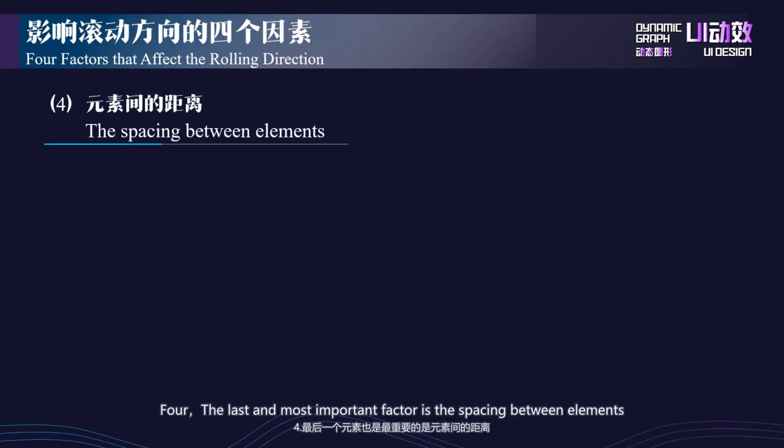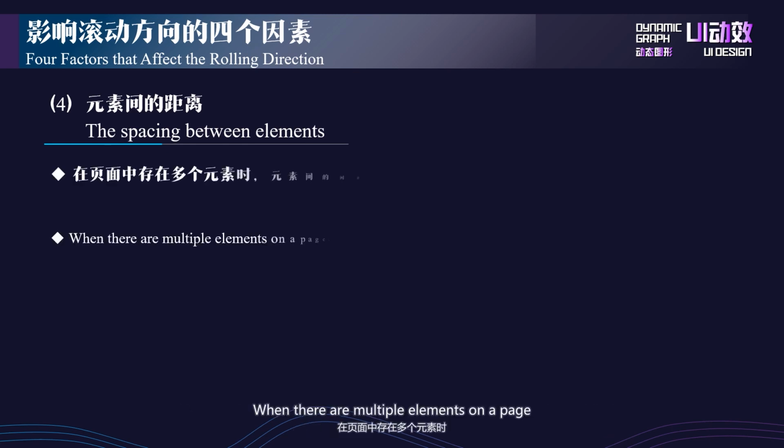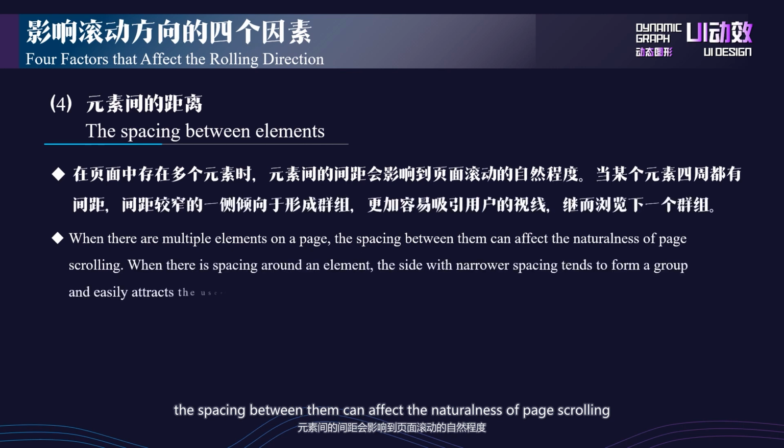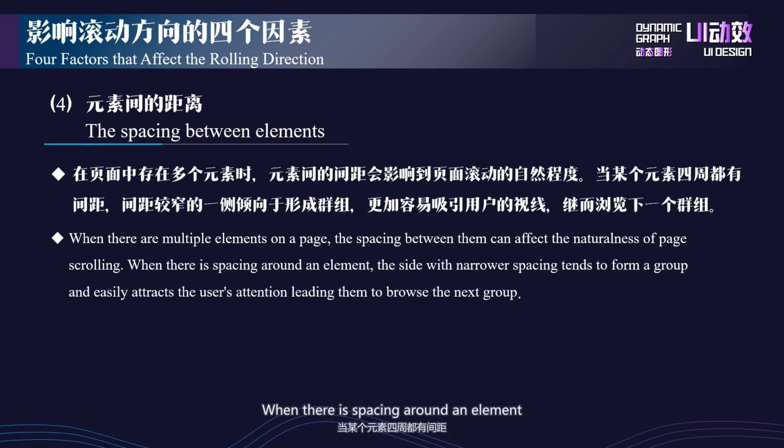4. The last and most important factor is the spacing between elements. When there are multiple elements on a page, the spacing between them can affect the naturalness of page scrolling. When there is spacing around an element, the side with narrower spacing tends to form a group and easily attracts the user's attention, leading them to browse the next group.